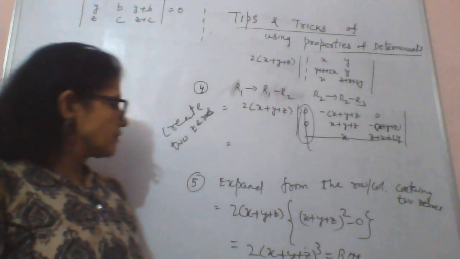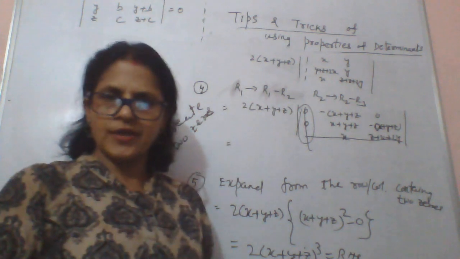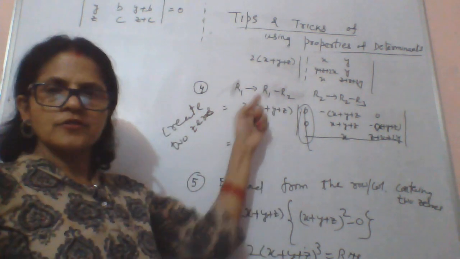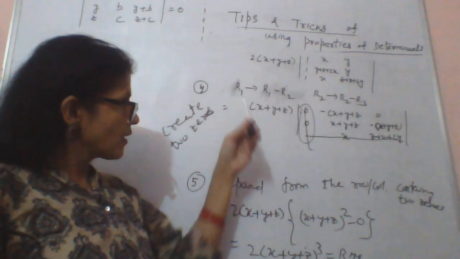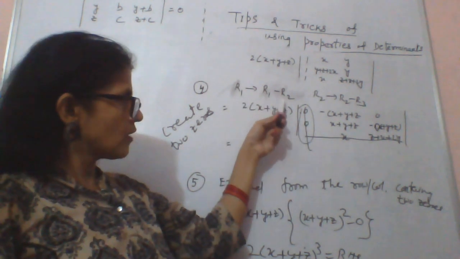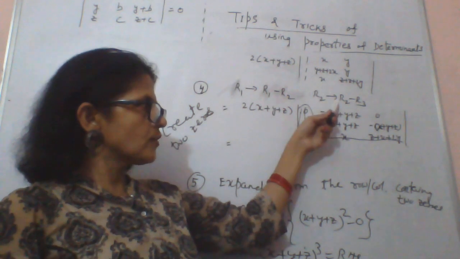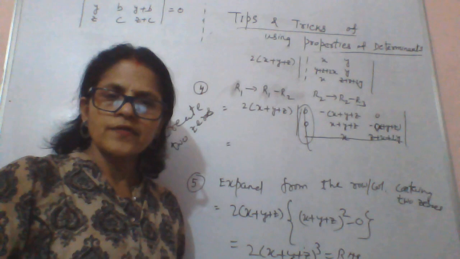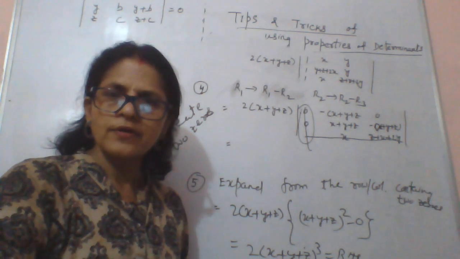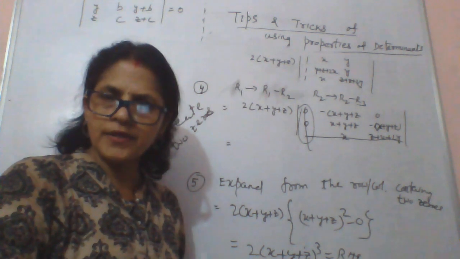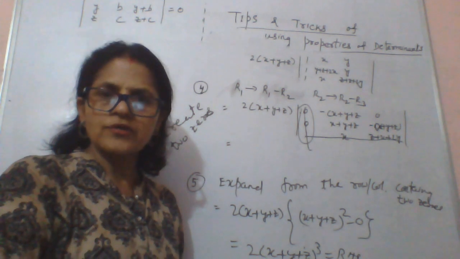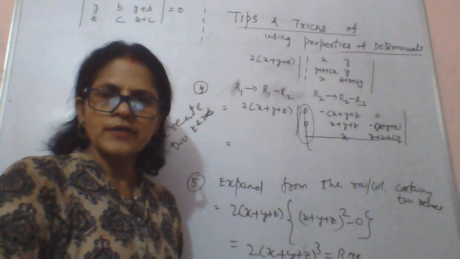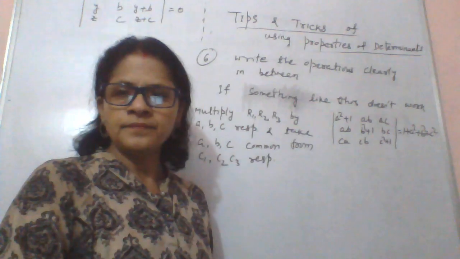Okay, and the sixth trick is write the operations in between. Suppose here we have used R1 replaced by R1 minus R2, R2 replaced by R2 minus R3. So you must write the operations you are using, whether in the beginning, the middle, or the end. Okay, so in between you have to write the operations you are using. So this is the sixth trick.